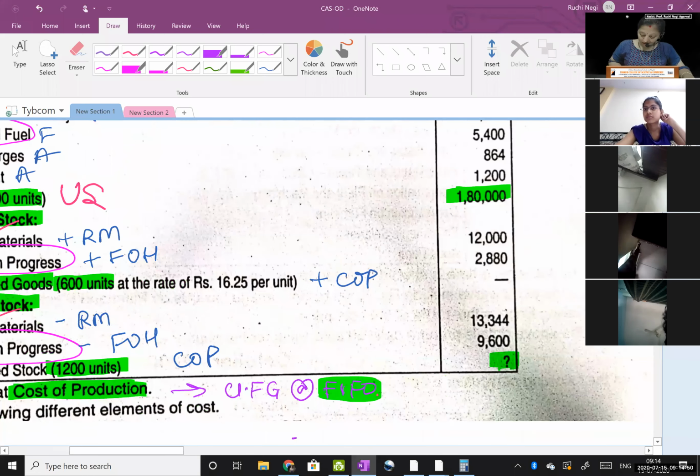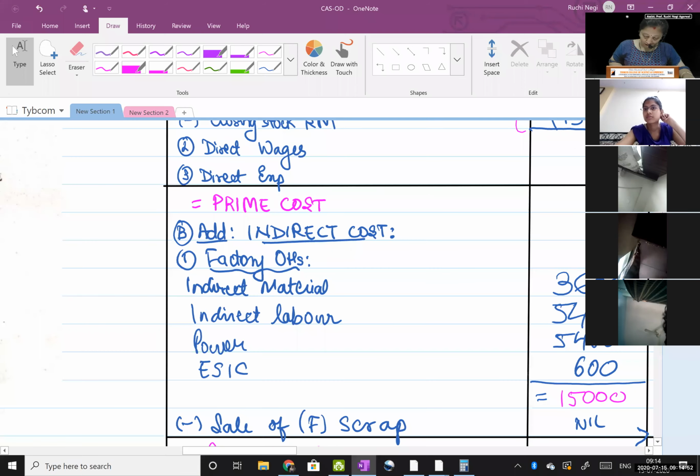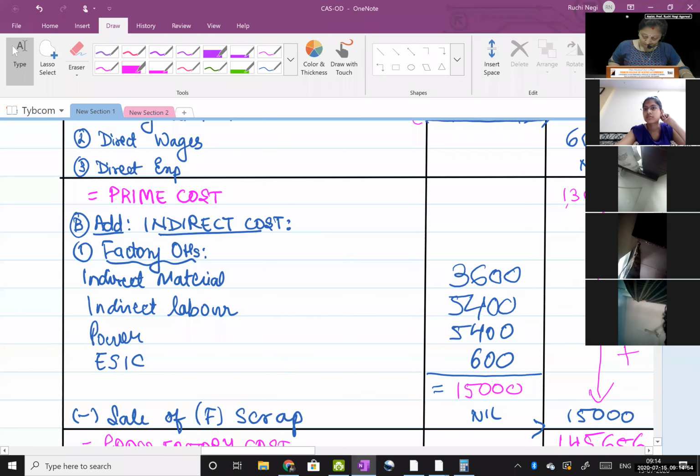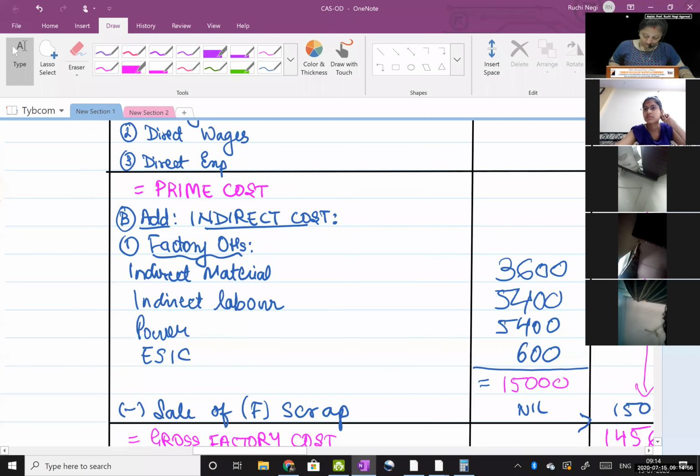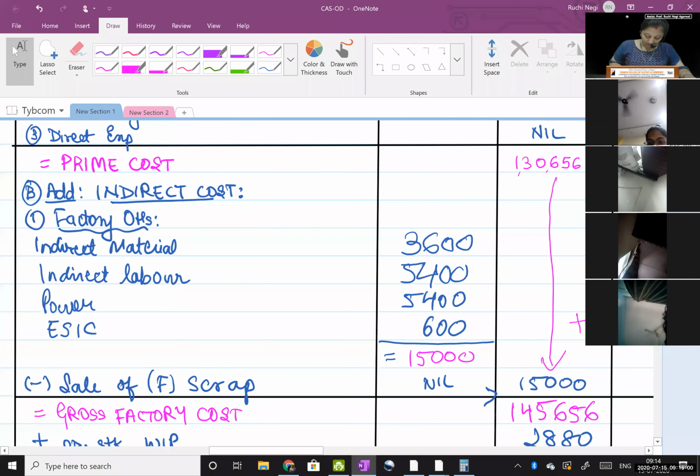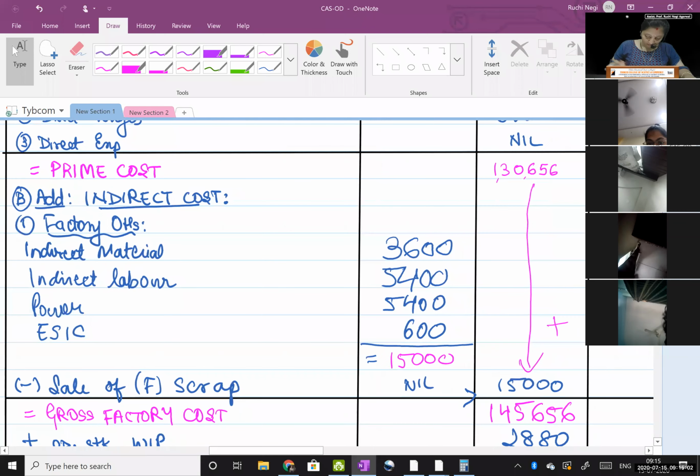So let us write it down here. Factory overheads. Indirect material, 3,600. Indirect labor, 5,400.